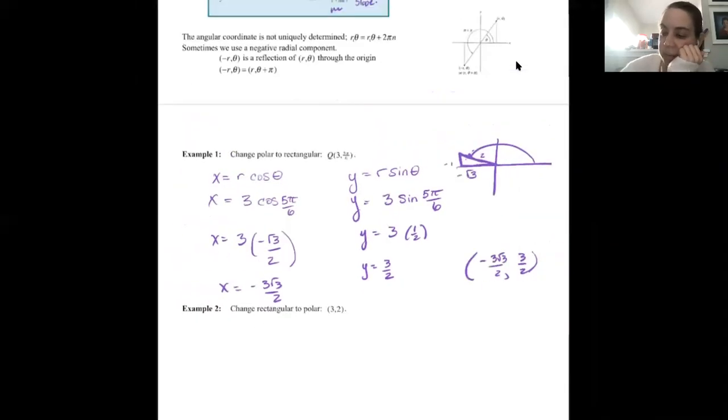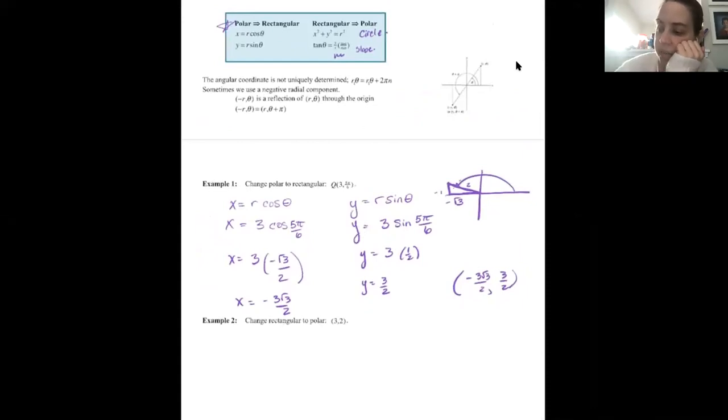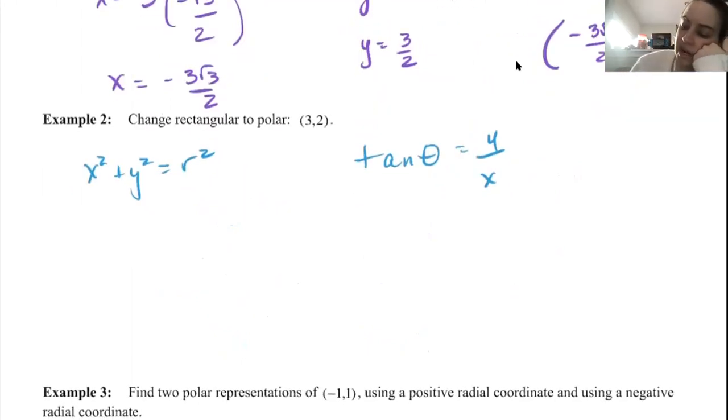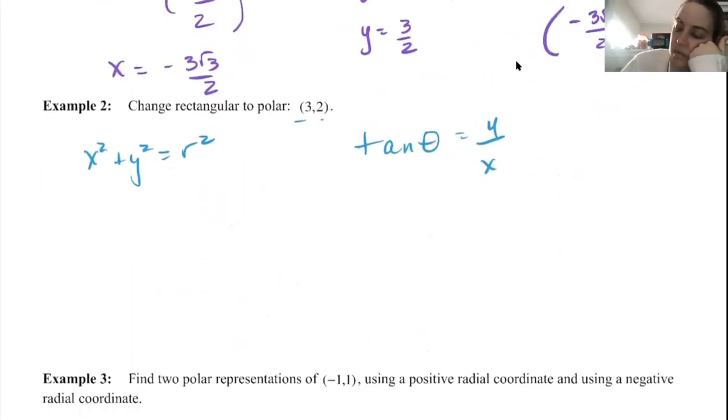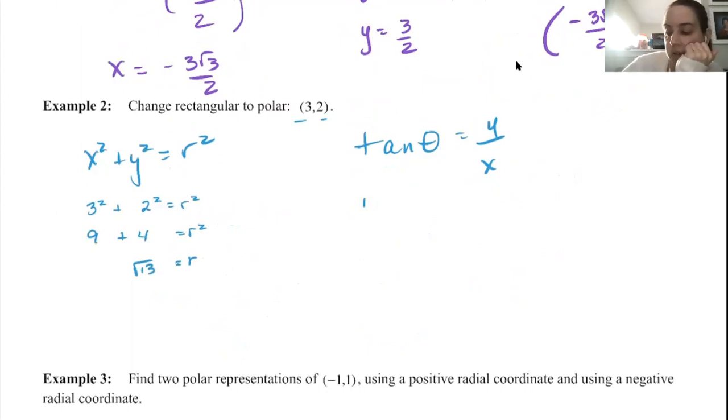Now change rectangular to polar. So again, let's use those formulas that are up above. Rectangular to polar, so I have x squared plus y squared equals r squared. And then I have tangent theta equals y over x. So let's do those two things. x squared plus y squared equals r squared. Now, x and y, just like they always have been since algebra one. So 3 squared plus 2 squared is equal to r squared. 9 plus 4 equals r squared. So r is the square root of 13. That's our radial coordinate. And then tangent theta equals y over x. So tangent theta is 2 over 3.